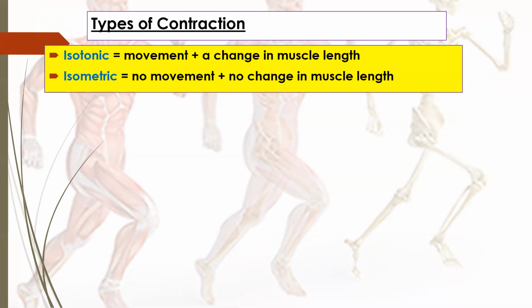The opposite of that is an isometric contraction, where there's no movement. It's still a contraction of the muscles. So for instance, if you leant up against the wall and pushed against the wall really hard, that's quite hard work. Your muscles are working, but because you're not moving, there's no change in length of the muscles.